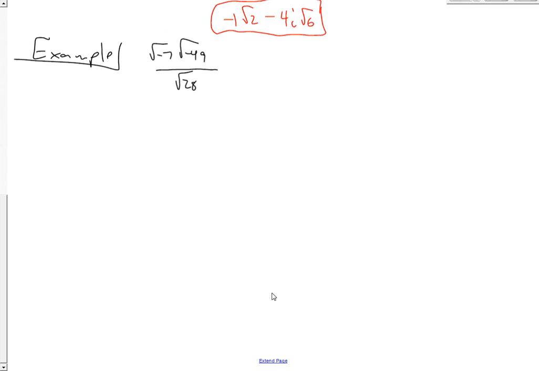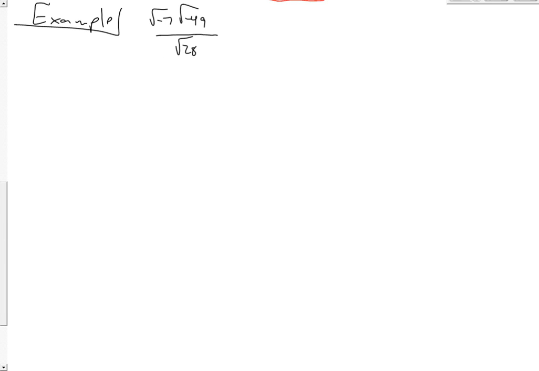And finally, we have one more problem here where I just have some radicals that are being multiplied. But before I multiply these, I still need to convert them to complex values, including i. So the square root of negative 7 is i times the square root of 7. The square root of negative 49, because the square root of 49 is 7, with the negative there, that would be 7i. And the denominator, 28, is 4 times 7, and the square root of 4 is 2, so 2 times the square root of 7.